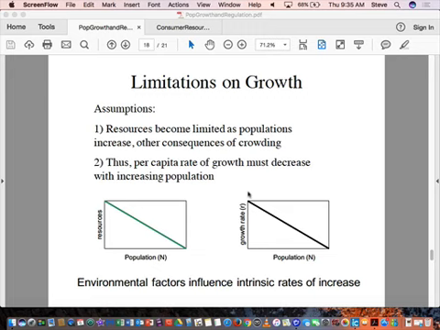Okay. So we imagine all of these environmental factors, from these, resource availability has a strong influence on the intrinsic rate of increase or the growth rate of that population. That's what we call small r, the intrinsic rate of increase. Okay, so how do we modify that in the equation we had?